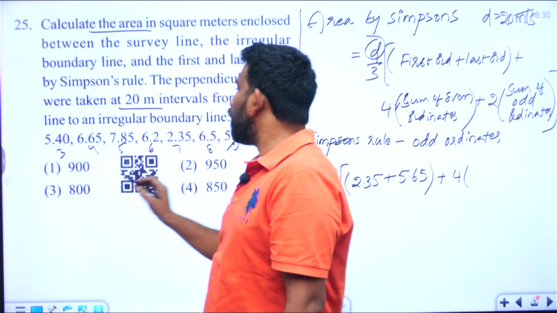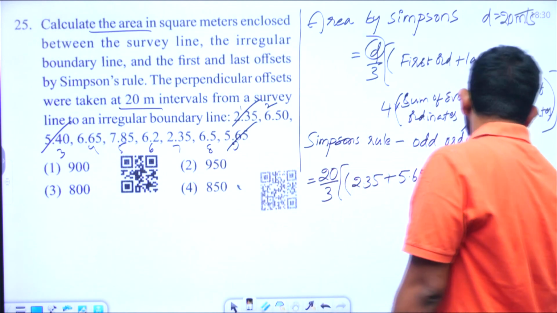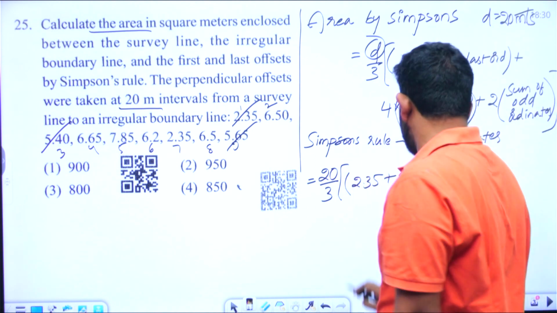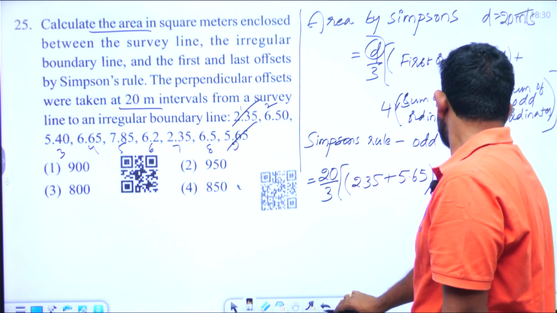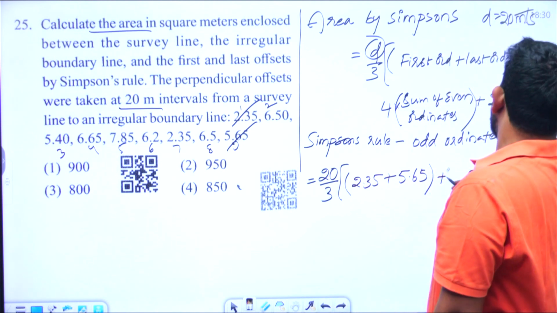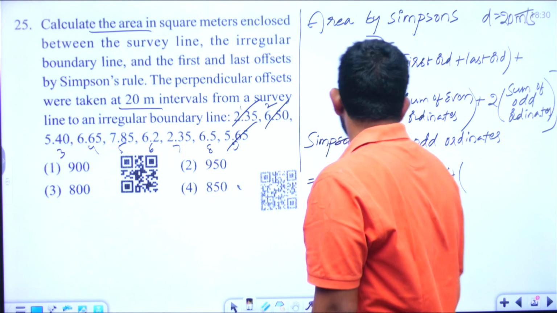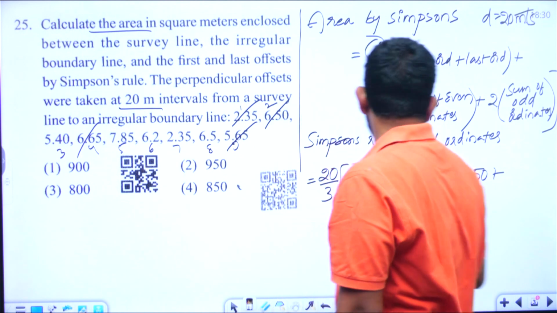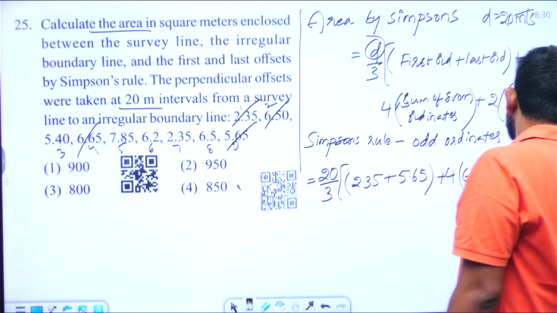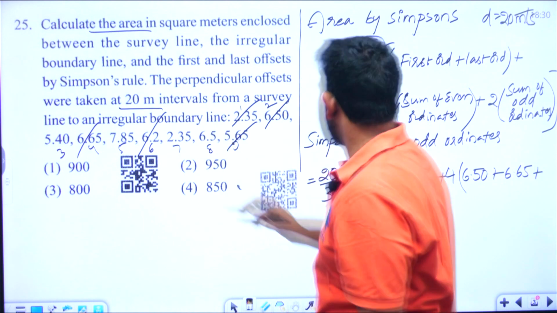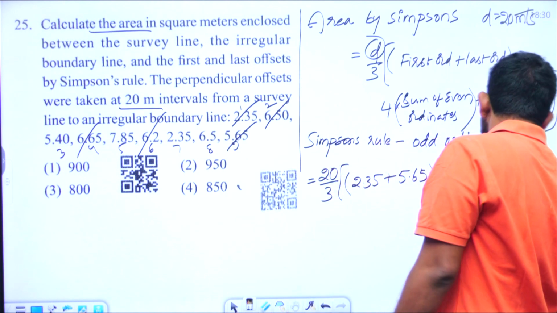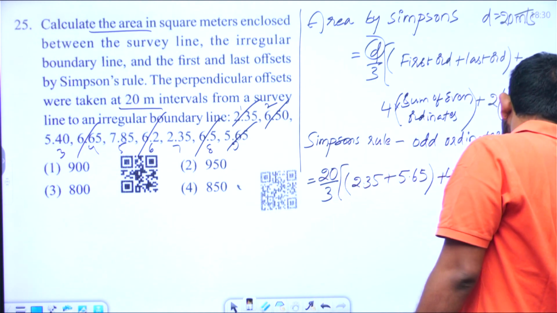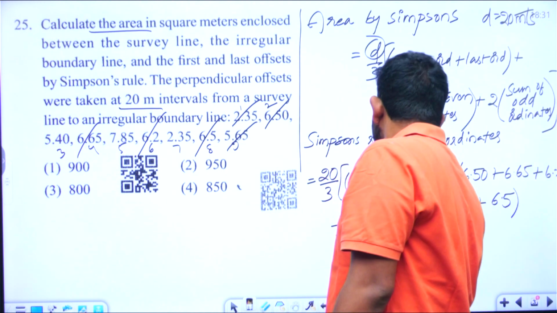Now search for the ordinates. Sorry, 4 into sum of even ordinates. So the even ordinate is 6.50, plus the next even ordinate 6.65, plus the next even ordinate 6.2, plus the next even ordinate 6.5. And now into odd ordinates.